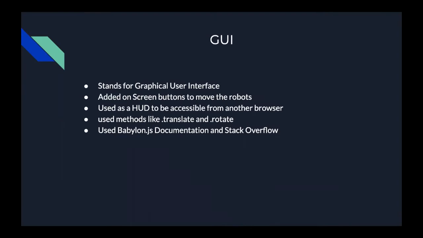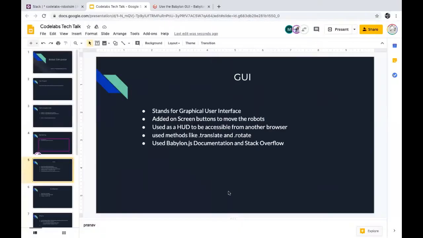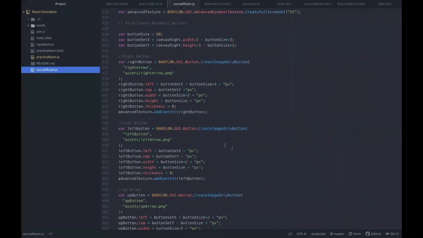The part which I worked on in our project is a GUI, which stands for Graphical User Interface, and this was used as on-screen buttons in order to move the robot, instead of having keys such as WASD, so that it can be more accessible to other browsers such as a phone browser. So in order to move the robot using these on-screen buttons, we use methods like .translate and .rotate, which is used in our code.